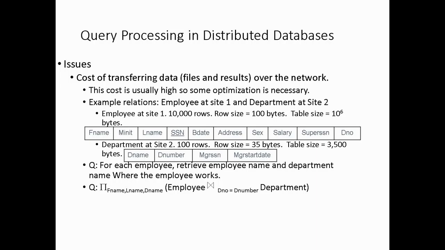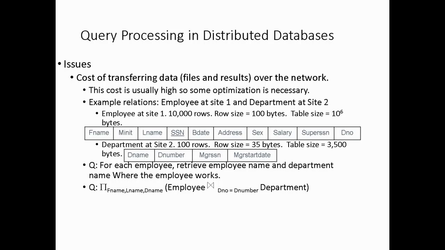Okay. So in this part, we are going to discuss query processing in distributed databases. There are different issues when it comes to distributed systems. You have to consider additional factors which further complicate query processing. The first one is what we call the cost of transferring data over the network. Because the data could be at one site and you may perform the query at another site, transferring the data will cost a lot. So some optimization is necessary here.